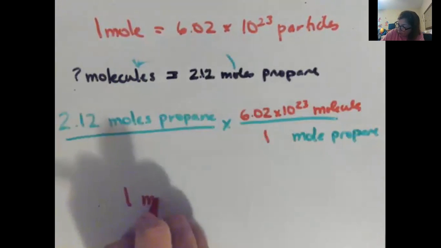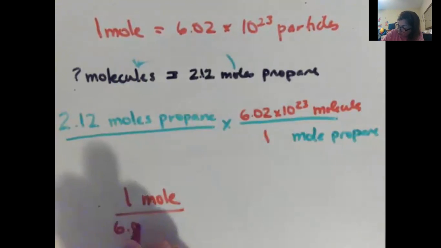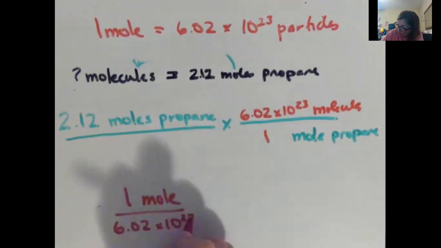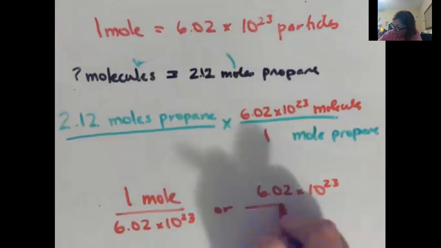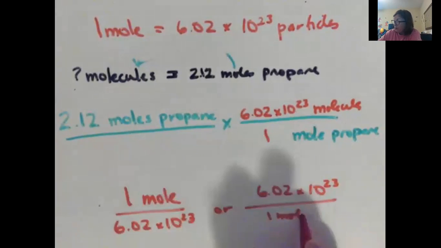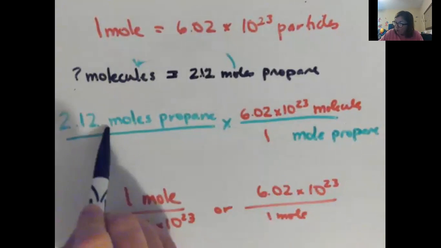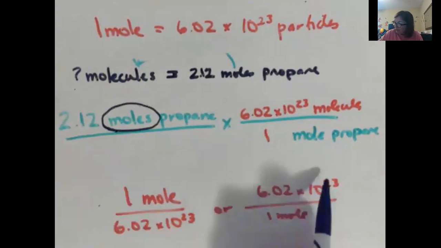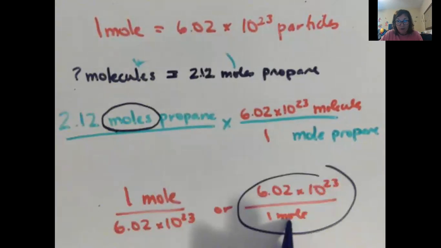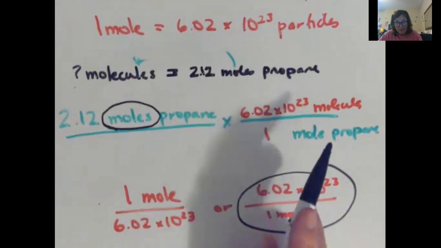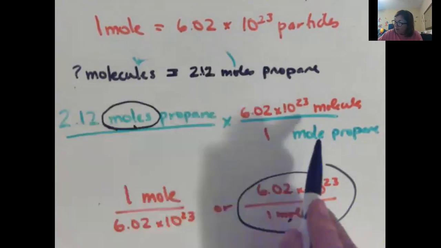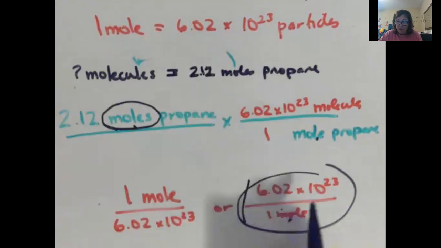I could have 1 mole over 6.02 times 10 to the 23rd, or 6.02 times 10 to the 23rd over 1 mole. But it all depends which way you're going or what you're trying to cancel out. Since I have moles up here, I have to choose this one because moles is on the bottom. Whatever's on top has to be down here at the bottom. Don't forget that, okay? So if moles is on top, moles will go on the bottom, and this is the conversion factor I'm using.